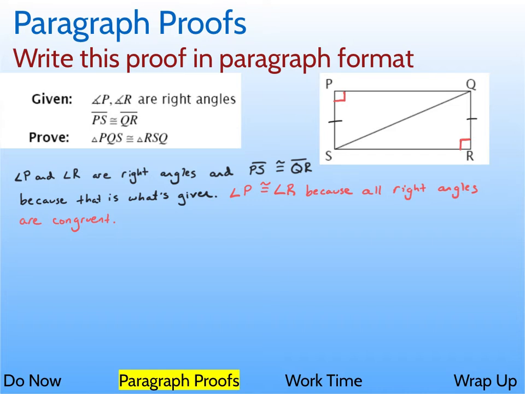All right, the next thing I want to look at is SQ, because SQ has to be congruent to itself because of the reflexive property. So I just wrote SQ is congruent to SQ because of the reflexive property. Easy, simple. And actually right now we have enough to prove that these two triangles are congruent to each other.